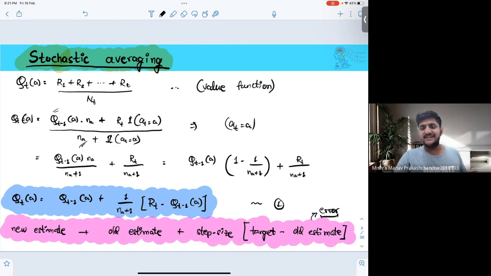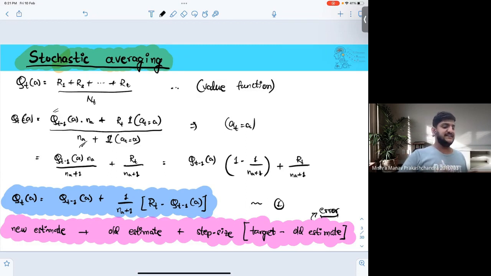Is this the same as the incremental means method used in the Monte Carlo method? Yes, you can think of it like that. It's similar to that method. Yes, it's exactly the same, I would say. It's an incremental means method by which you keep on approximating the average.